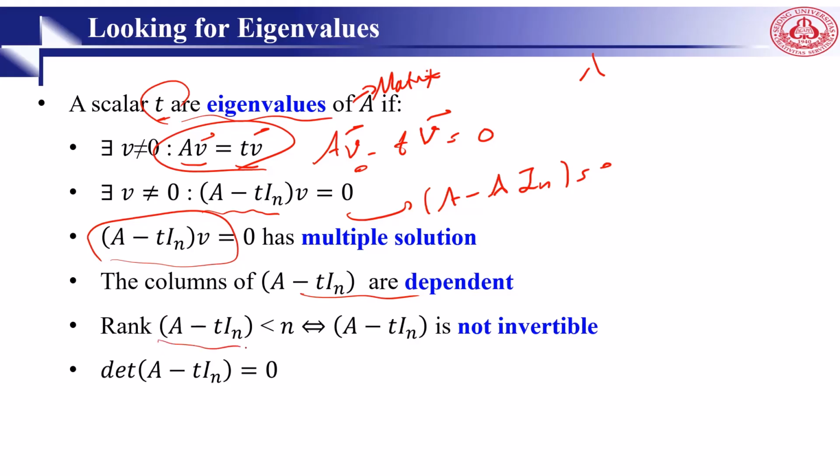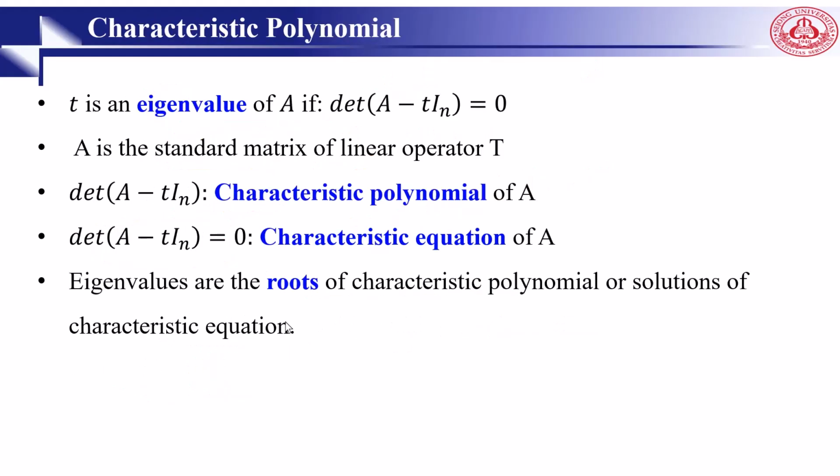The rank of A minus TI is less than n if and only if A minus TI is not invertible, which is equivalent to T being an eigenvalue. The determinant of A minus TI is 0 for T to be an eigenvalue. If T is an eigenvalue, then the determinant should be 0. The characteristic polynomial of a square matrix like A is defined as the polynomial obtained by substituting lambda or T for the eigenvalue in this expression.